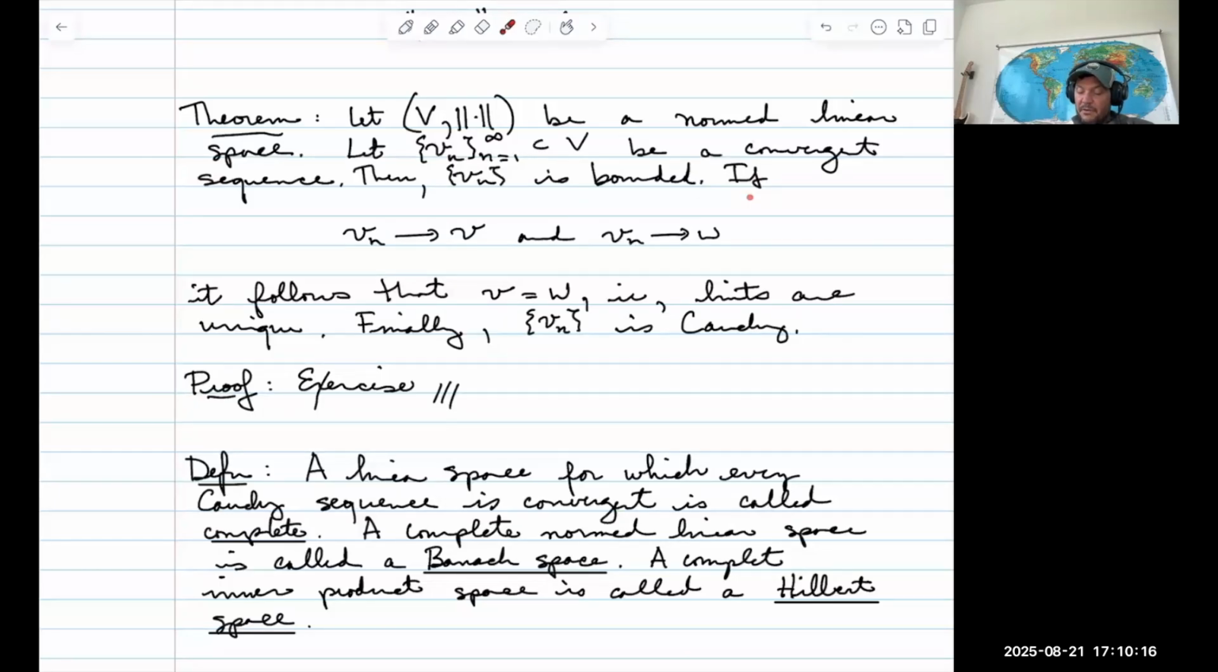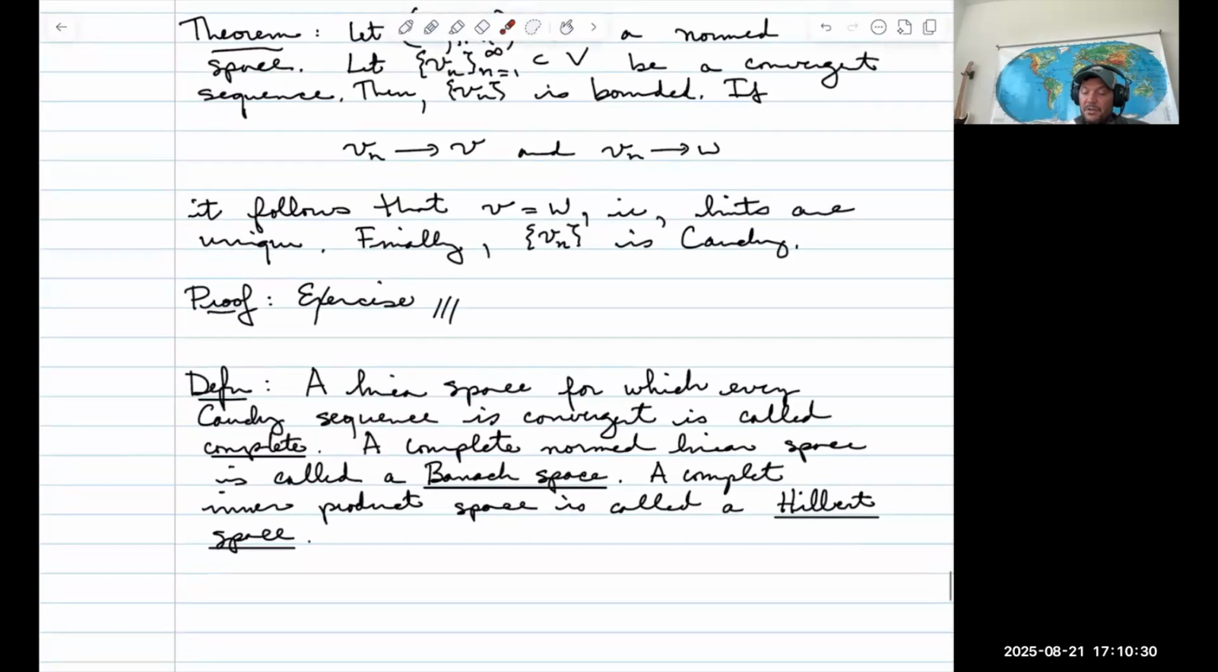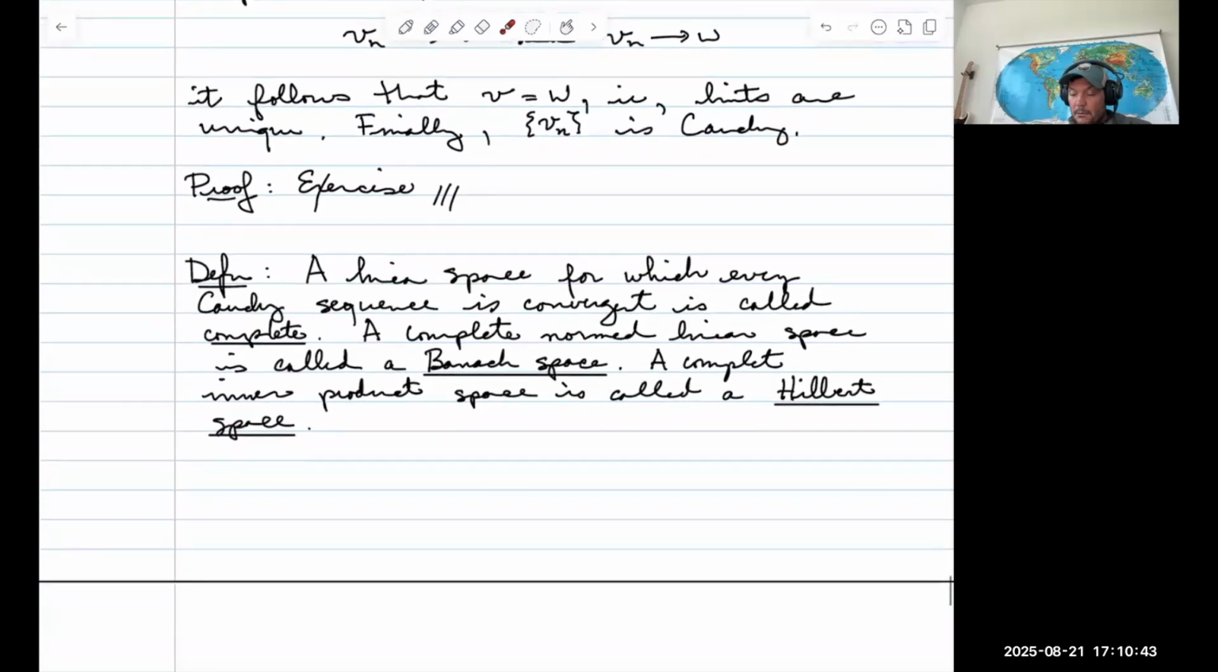Now, if a sequence converges to two different limit points, let's say V and W, then those two limit points have to be equal. In other words, limit points have to be unique. And finally, if I have a convergent sequence, then that sequence has to be a Cauchy sequence. So these are all elementary exercises that you've probably seen in your 447 class, and so I won't redo them.